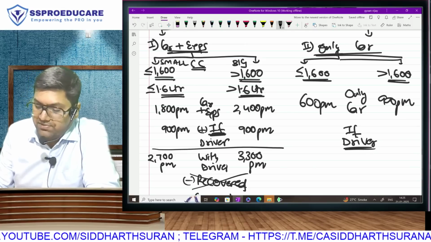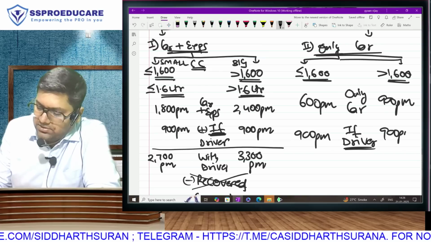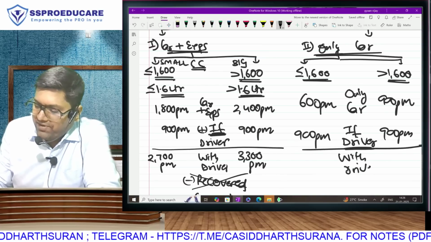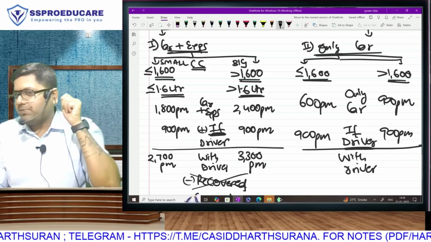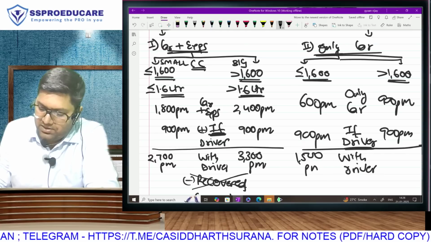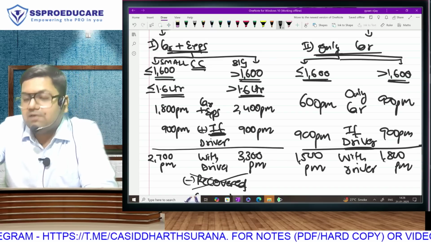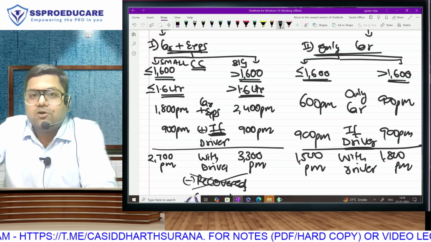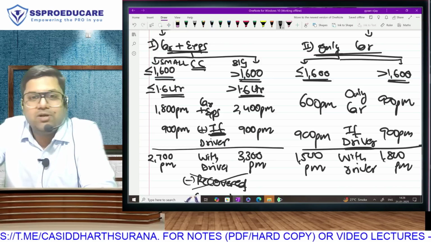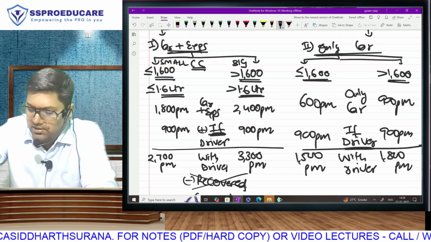If the driver is given, the driver's value remains the same whether your boss is giving you a small car or a big car, whether your boss is giving expenses or not giving expenses. The driver's perquisite will remain the same. So with the driver, it will be 1,500 per month and 1,800 per month respectively when he is giving you only the car. Because you have spent time on the left side, this side becomes comparatively easy. Only the amounts change: 1,800 and 2,400 become 600 and 900.